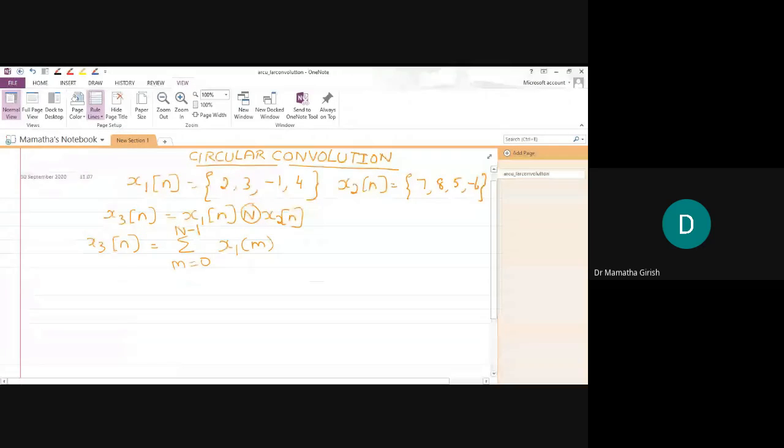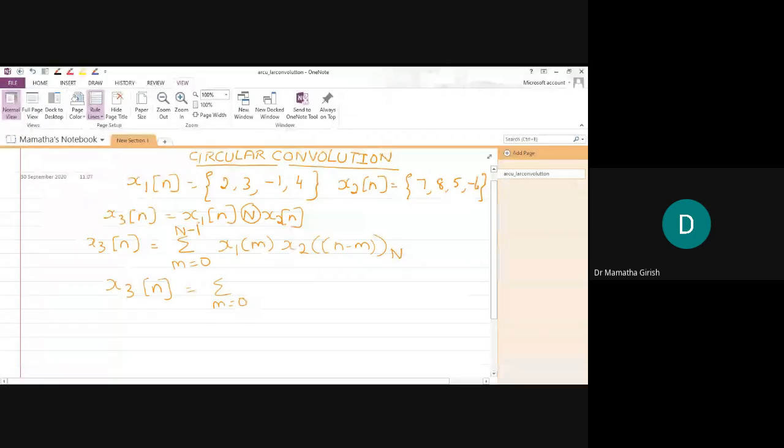Okay, so this is given by summation m varying from 0 to n minus 1, x1 of m multiplied by x2 of n minus m modulo n. So in our case, x3 of n is what? Nothing but summation small m varying, in case of circular convolution, the maximum length of a given sequence.